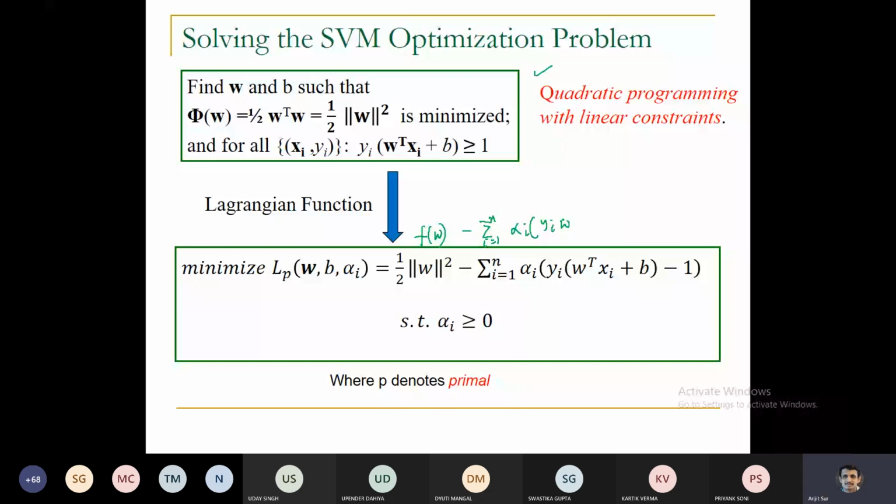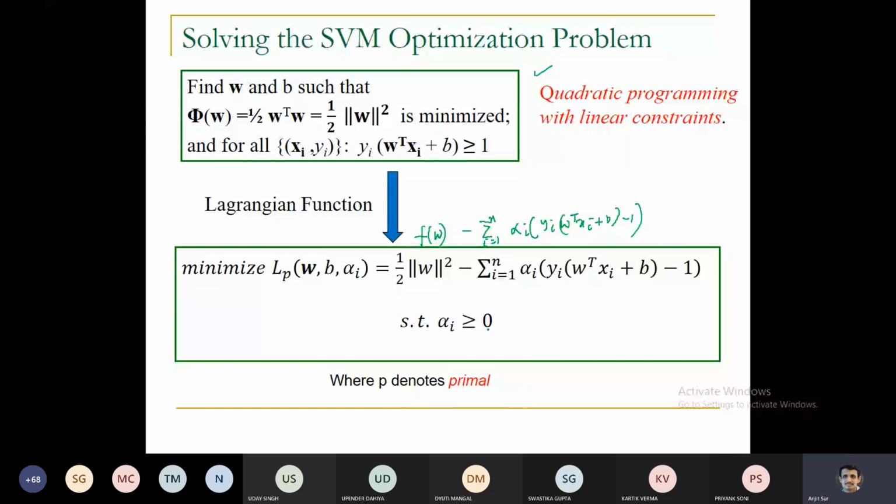Okay, so now we put this SVM quadratic optimization problem with linear constraints into this Lagrangian formulation, such that alpha is greater than or equal to 0. And where P denotes the primal, so this is the P actually. So this is the primal problem.